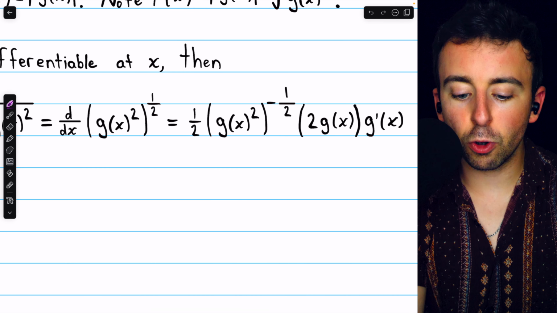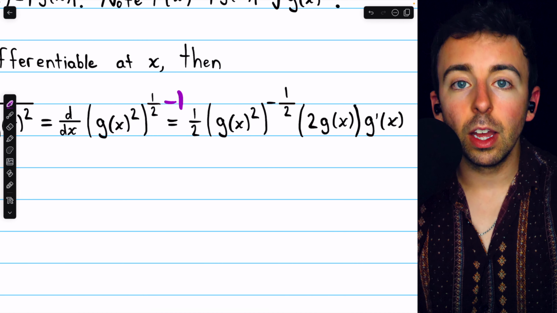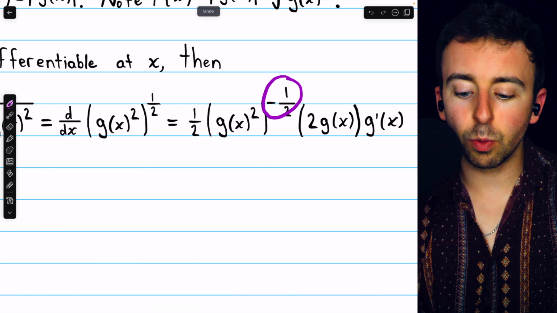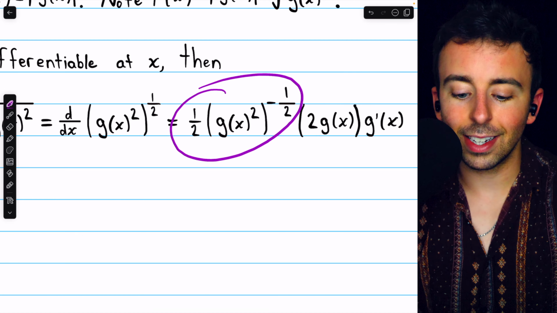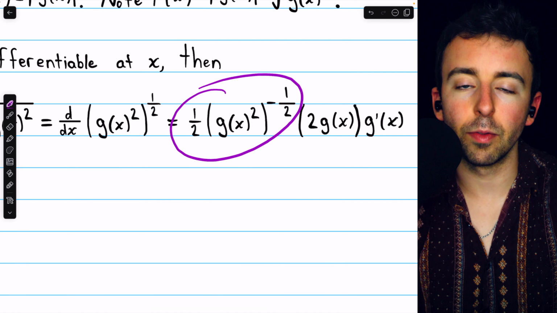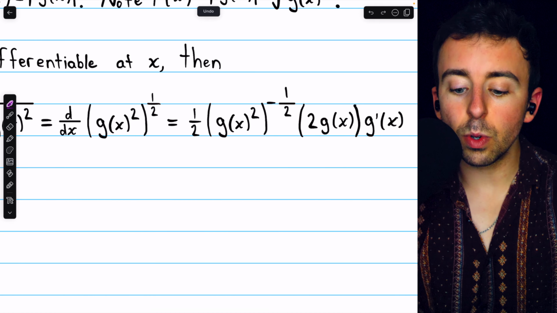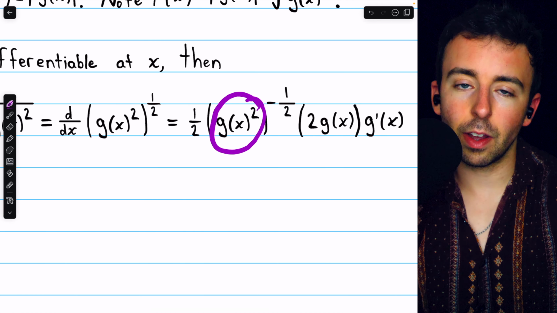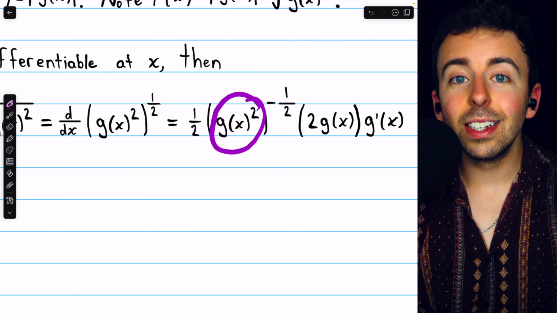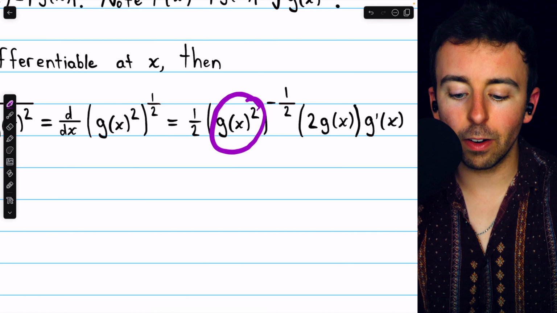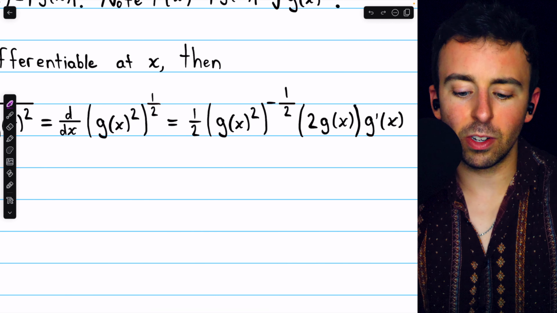Then we must subtract 1 from the power. 1/2 minus 1 is negative 1/2. So that's what we've got. That's f prime of g in the context of the chain rule. Then what we have to do is multiply by the derivative of that inside function. To take the derivative of g of x squared, we basically have to do the same thing we just did.